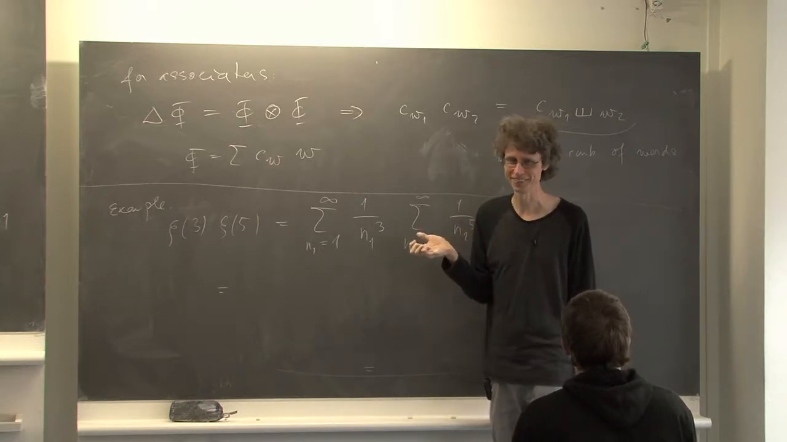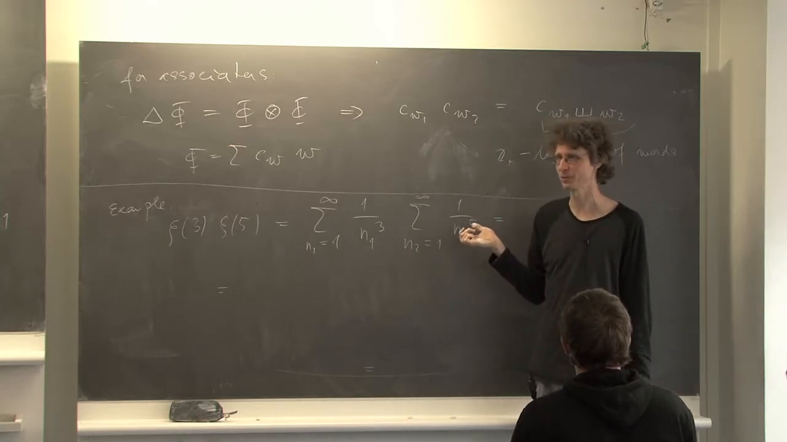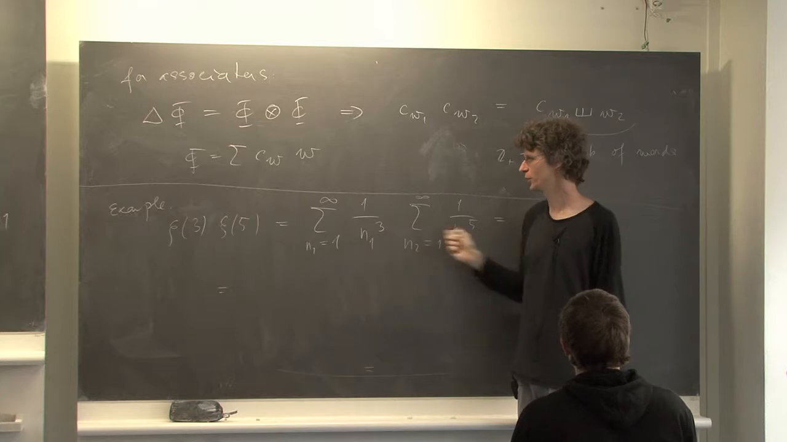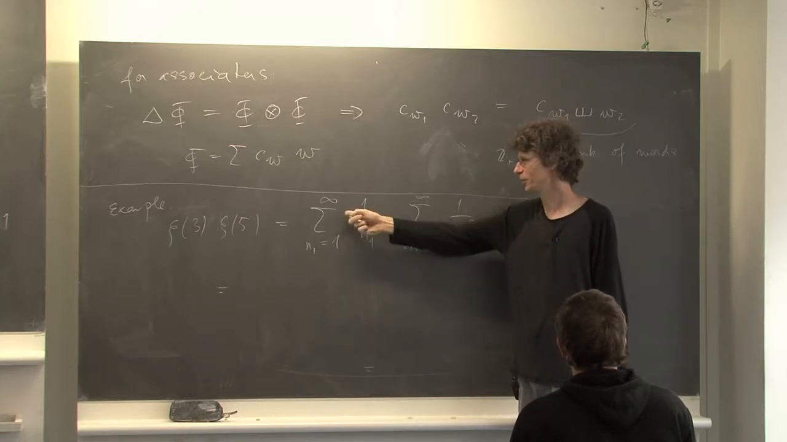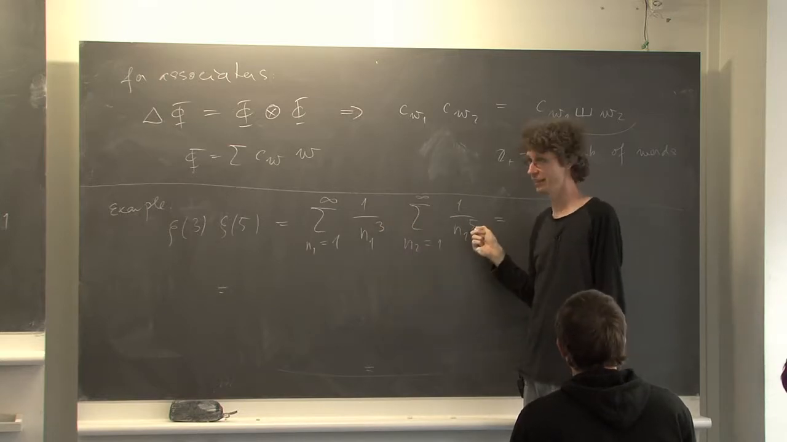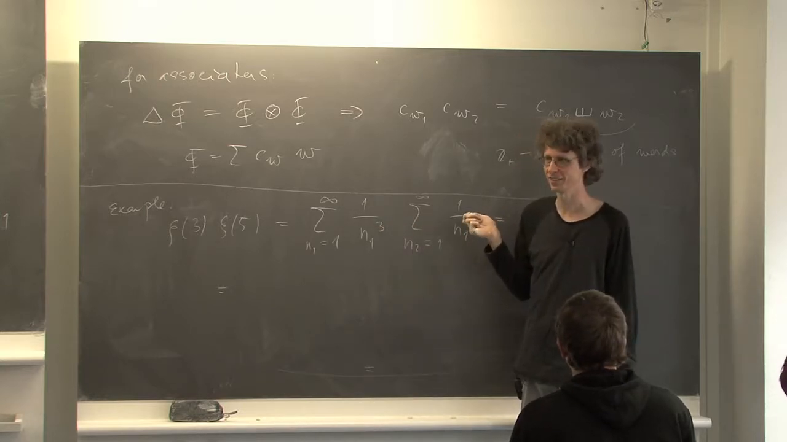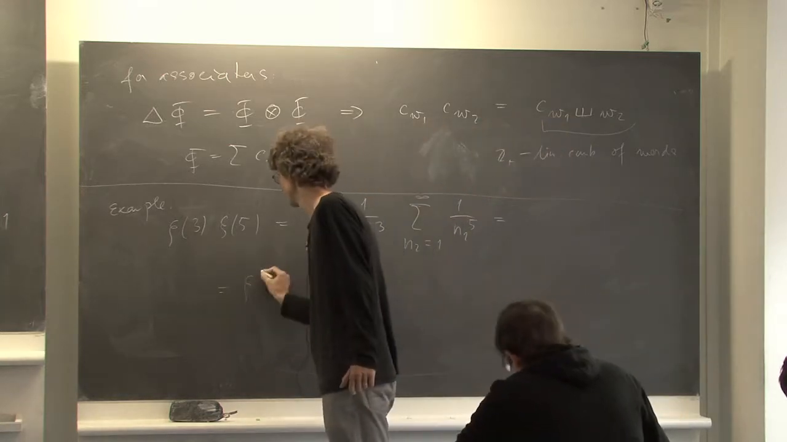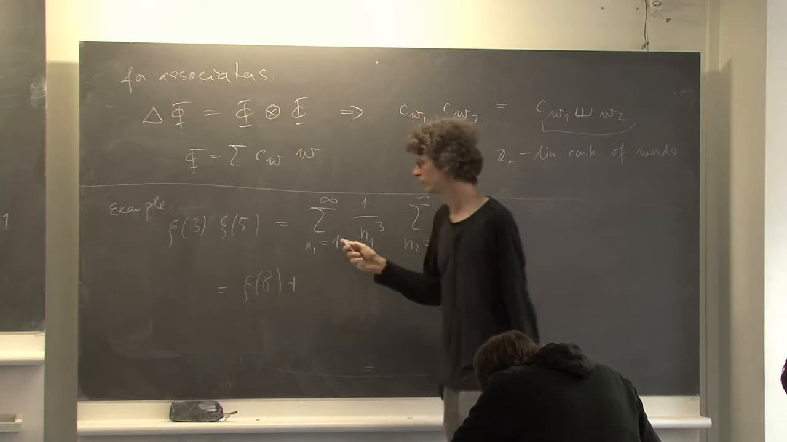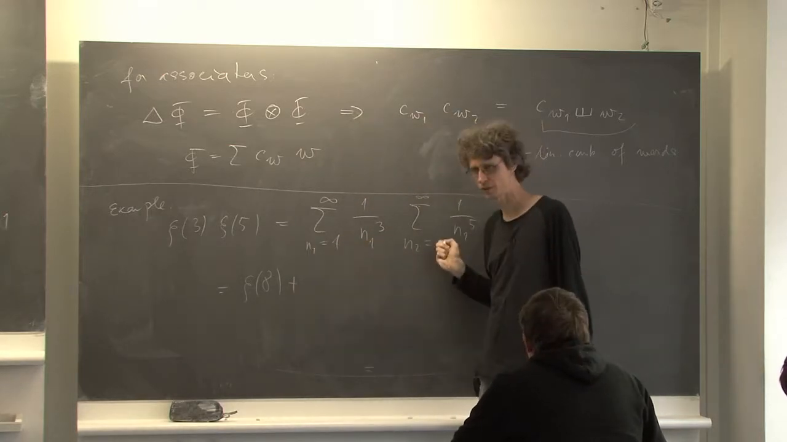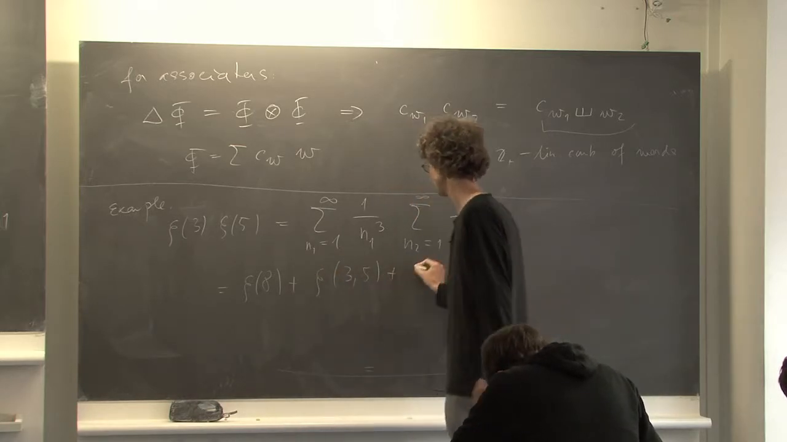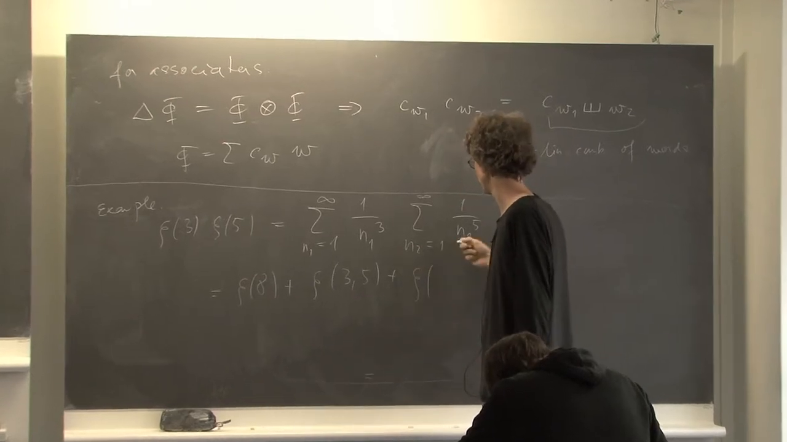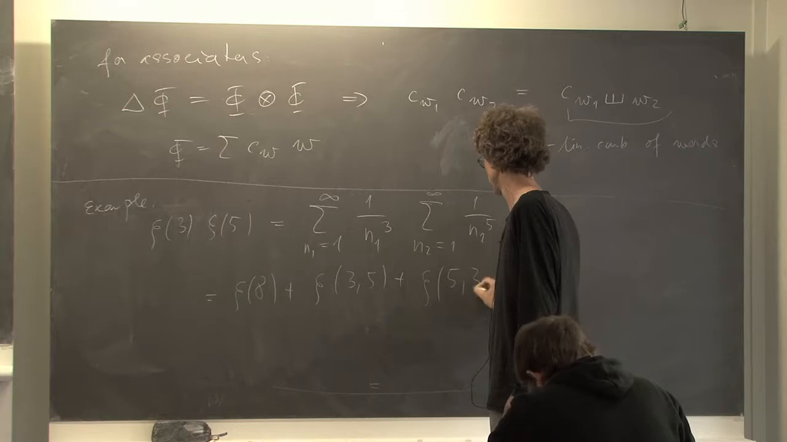There is this wonderful trichotomy. For each of them, the corresponding sum has a name. So what is it when they are actually equal? That part of the sum where n1 equals n2 equals n is the sum of 1 over n to the power 8, also known as zeta 8. So this is zeta 8. Plus there is a part where n1 is smaller than n2, so that's zeta 3,5. Plus the same thing the other way around.